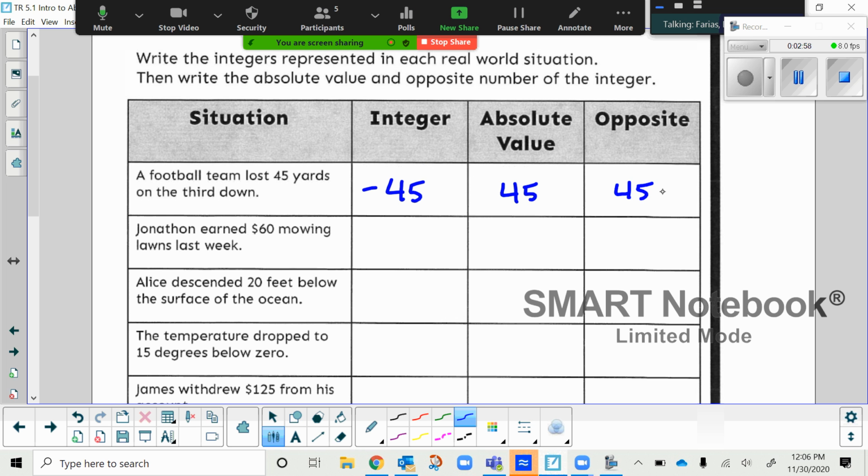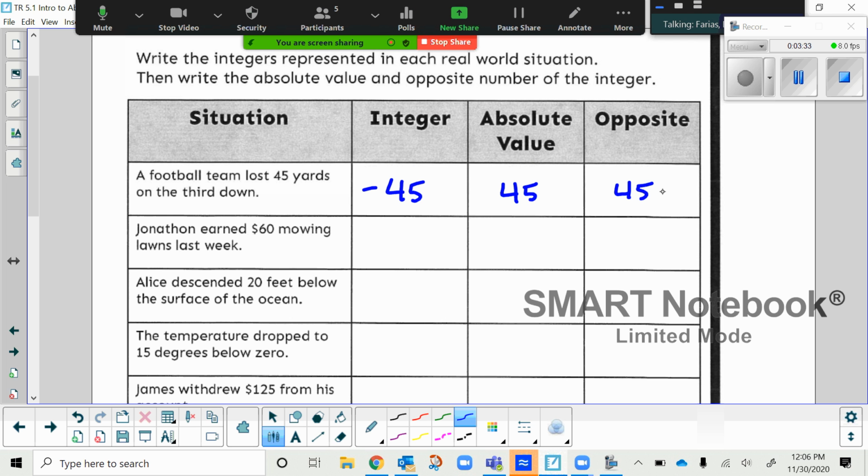What would +45 mean in a football situation like this? Instead of losing 45 yards on the 3rd down. By the way, are you happy when you lose 45 yards on the 3rd down? No, right? That's not good. But would you be happy if you gained 45 yards on the 3rd down? You'd be super happy, because then you go back, and I'm not super big on football, but then you're trying for your 1st down again, right? It starts over. So that would make you happy. Okay, thank you.